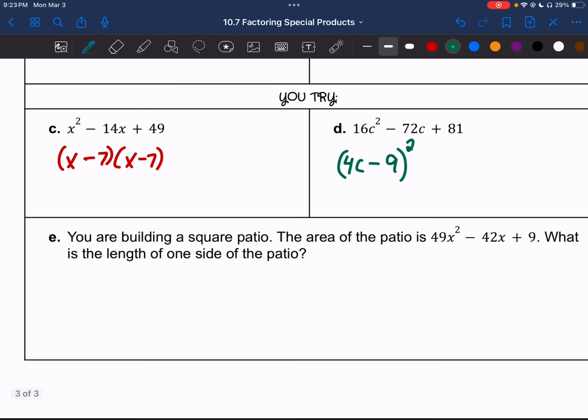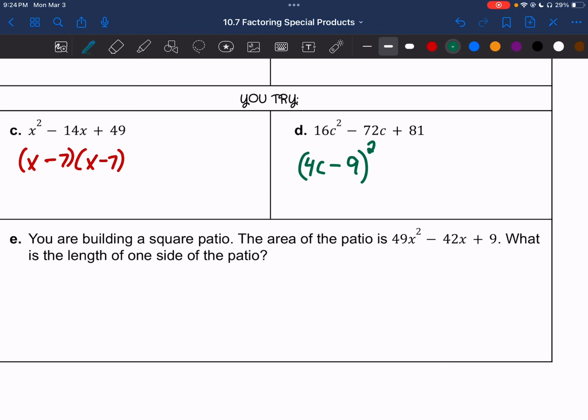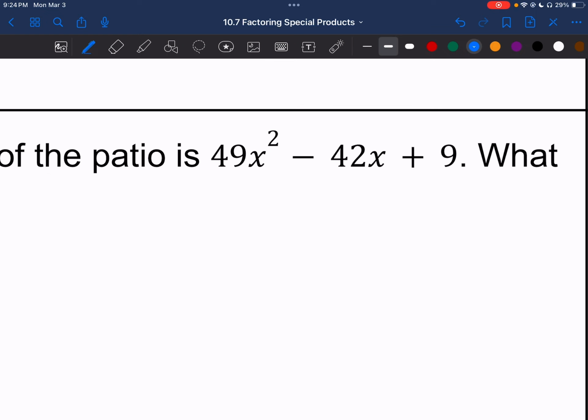Last one, you're building a square patio. The area of the patio is 49x squared minus 42x plus 9. And I want to know what is the length of one side of the patio. So we're going to factor that. 49x squared factored is 7x. 9 factored is 3. My b value is negative and is bossy, so it's going to be 7x minus 3, the quantity squared. And that's the end of our notes for today.